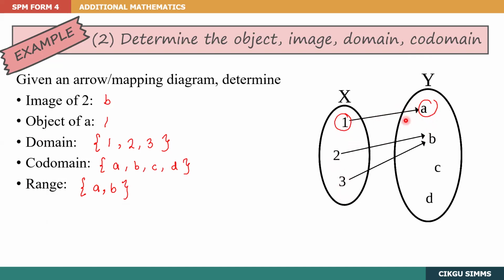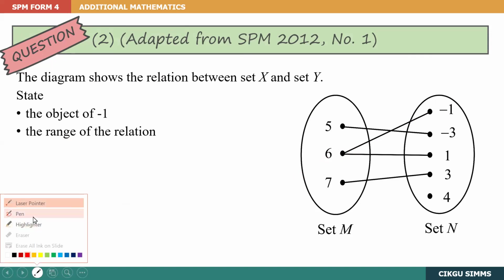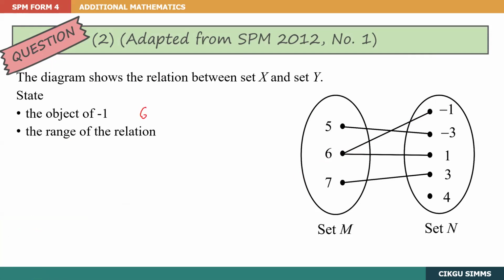Let's try a question. This is adapted from SPM 2012, number 1. The diagram shows the relation between set X and set Y. There's a typo here. The question asks for the object of -1. So -1 is actually the image, and we need to find its object. Since -1 is the image, the object is 6. So the answer for the first one is 6.